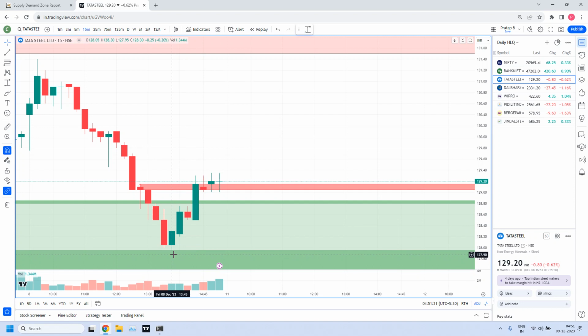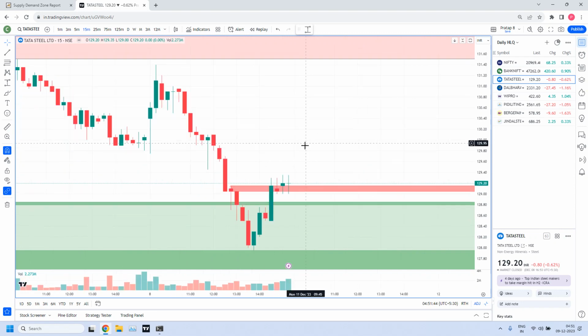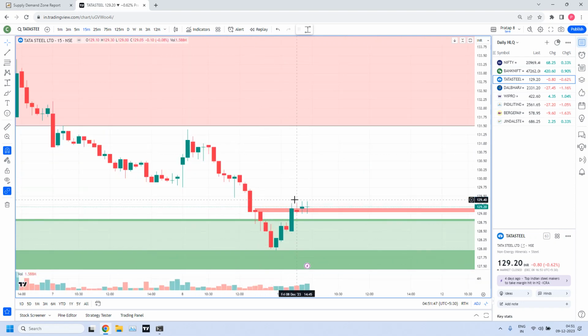And do you know what return it has given? The ROI is 4.19%. From here to here, the return on investment for one futures lot is 4.19%. So it looks like a successful trade, right?